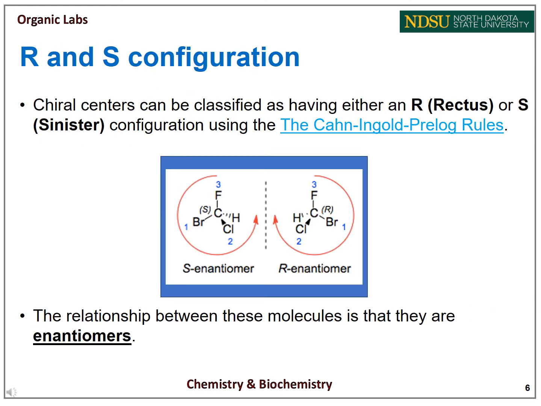Chiral centers can be classified as having either an R for rectus or an S for sinister configuration using the Cahn-Ingold-Prelog rules. When the hydrogen or lowest priority group is pointed backwards, if the orientation of the priority groups goes clockwise or circles to the right, then we classify it as having an R configuration. If it goes anti-clockwise or circles to the left, we can classify it as having an S configuration. The relationship between these would be enantiomers, just like the relationship between the 2 thalidomide molecules.